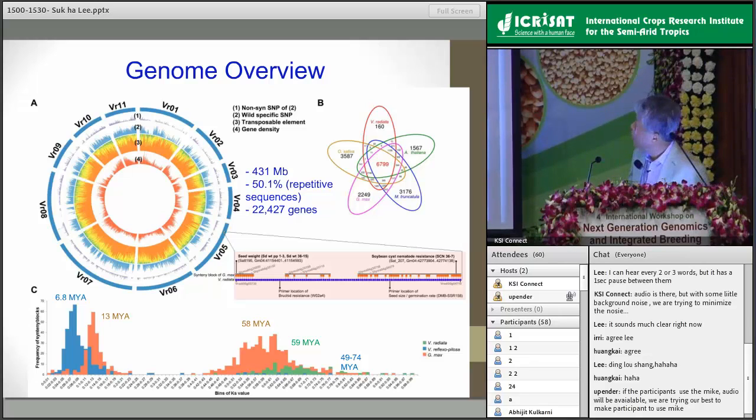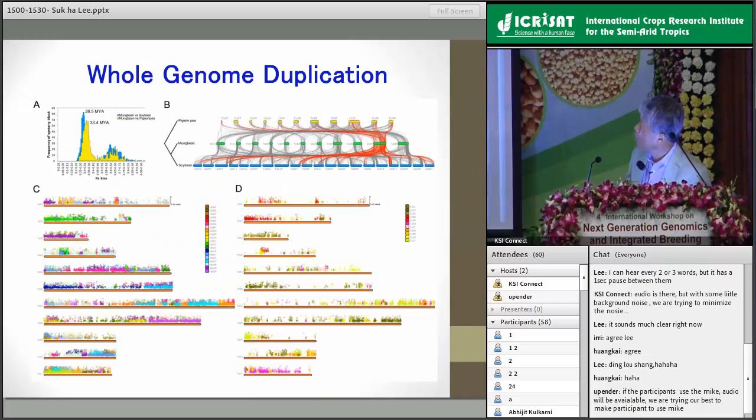And we also calculated the divergence between the mungbean and the soybean to be 25.5 million years ago, which is a little bit later than the divergence time between mungbean and pigeon pea, 33.4 million years ago. You can see a large synteny of the mungbean with soybean, and of the mungbean with pigeon pea.